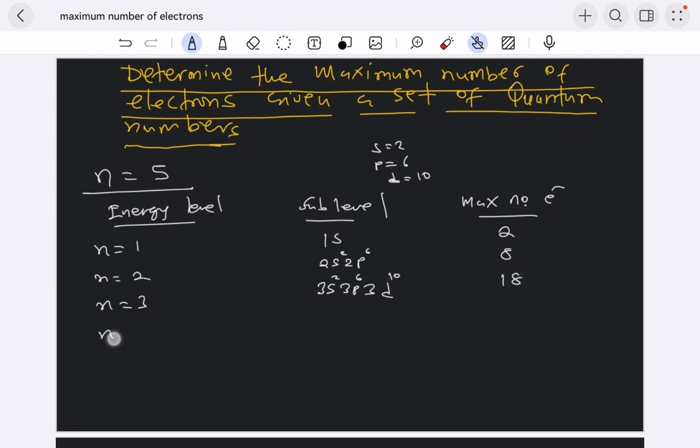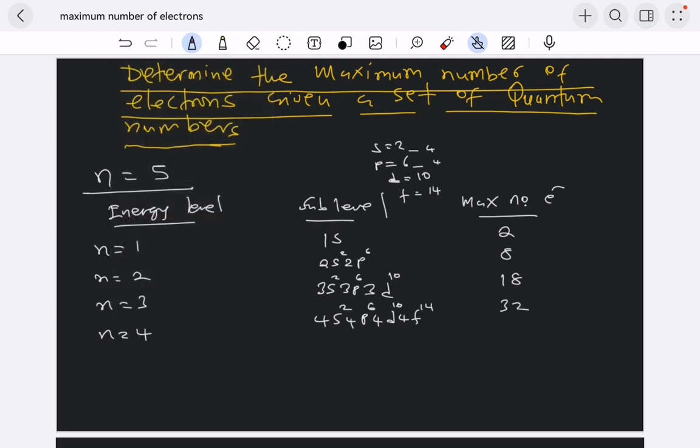What about when n is equal to 4? This would be 4s, 4p, 4d, 4f. So this would be 2, 6, 10. Here you can notice that there is a sequence of 4, an addition of 4. Therefore f will be 14. So 14 gives you a total of 32.